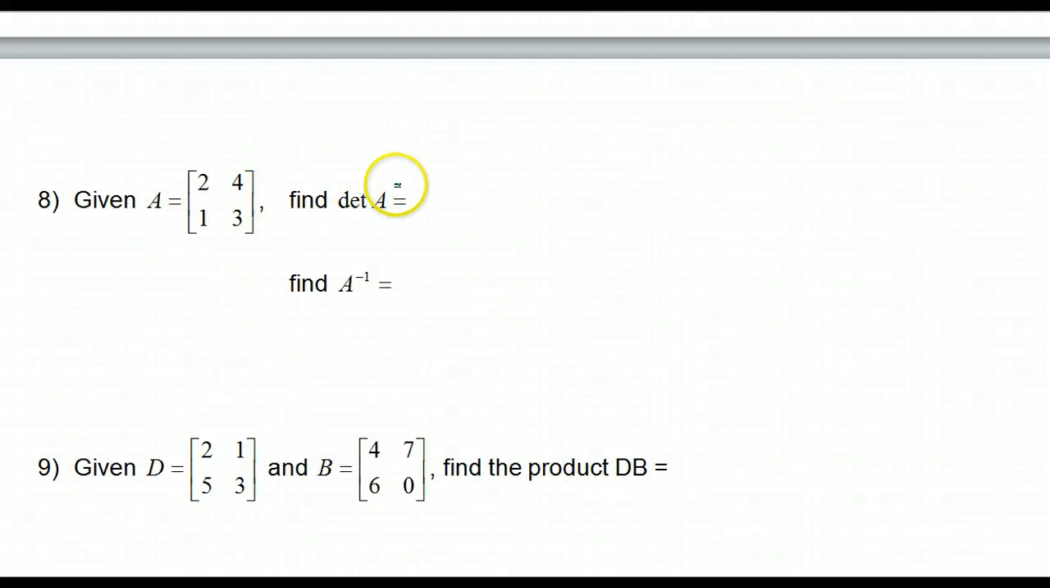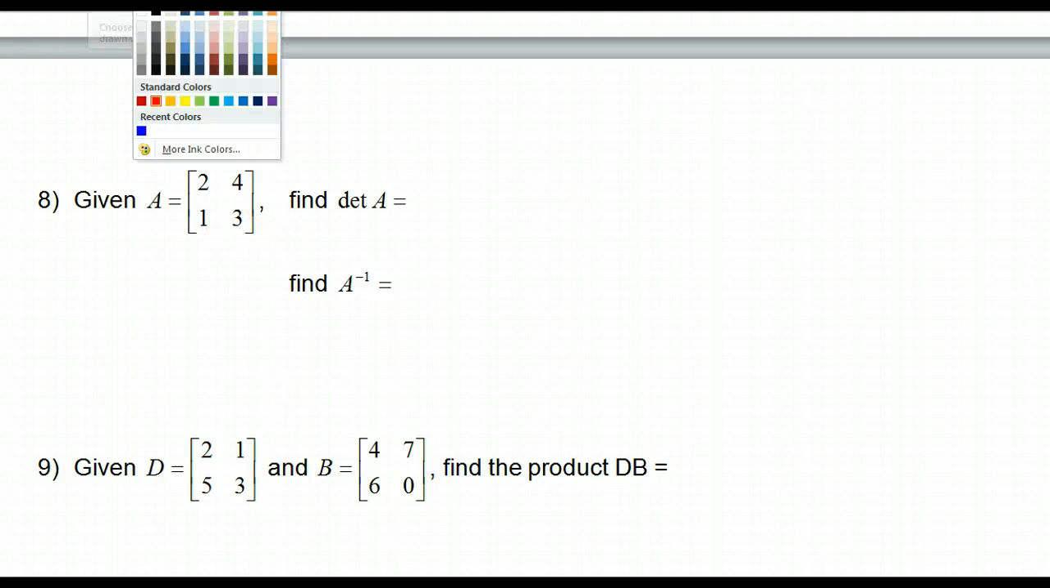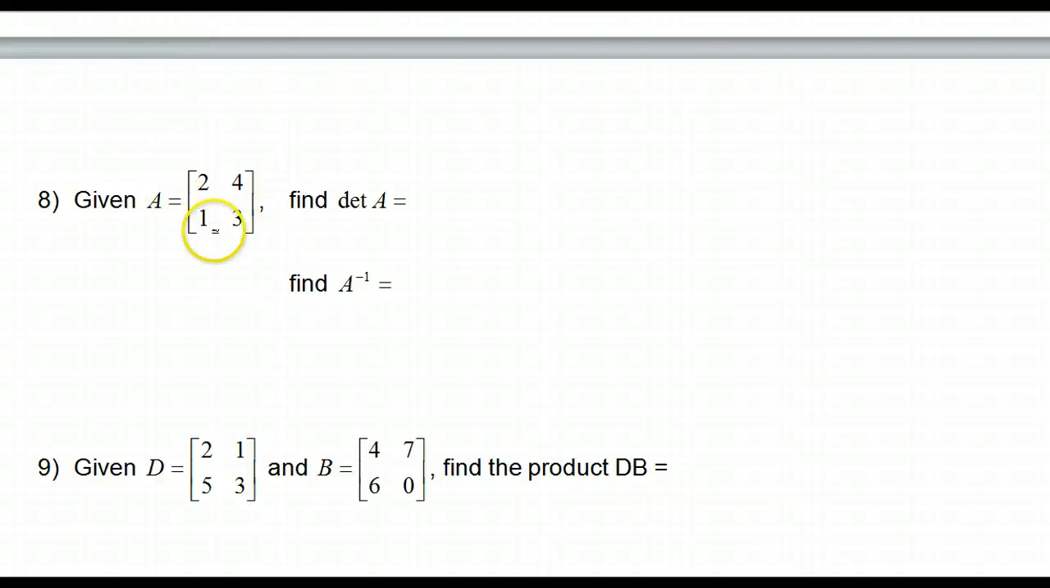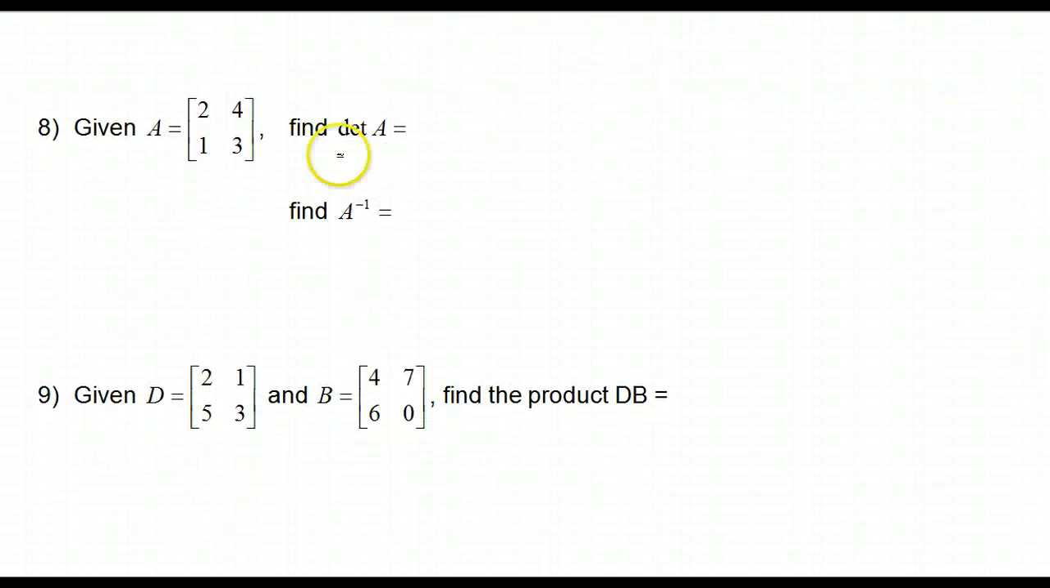Oh look, it looks like we have one more. Again, pause the video. If you have not done number 8 yourself, pause the video and do number 8 right now. Go ahead. Okay, hopefully you did the right thing. Little cheaters.